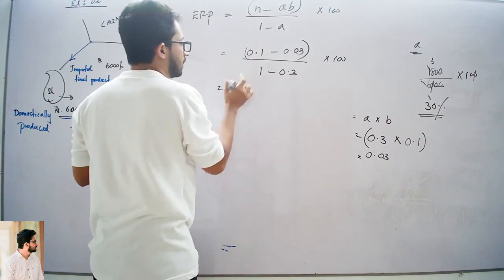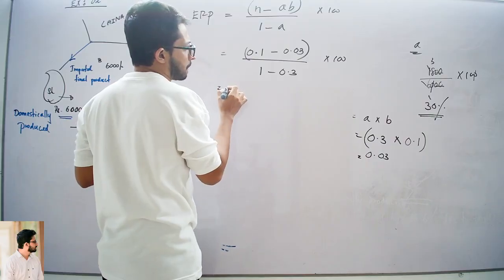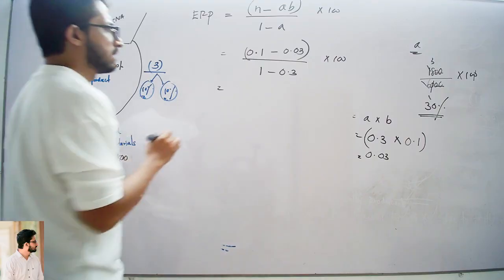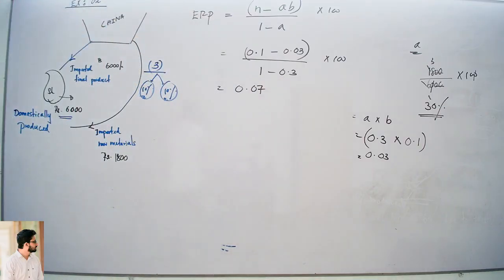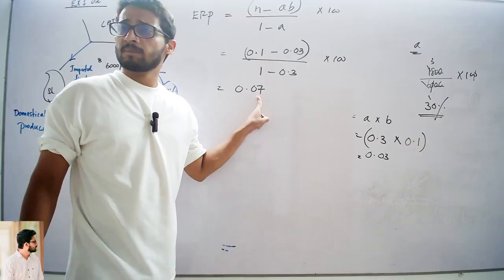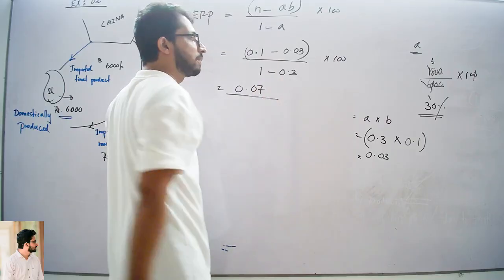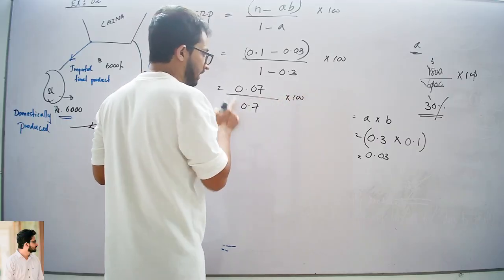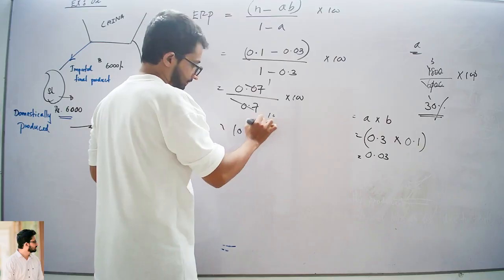Very simple. 0.1 minus 0.03. Can you tell me the value? 0.07, right? 0.07. There is no problem with percentages either. Let me check, is it 0.07? Yes, sir. Okay. Over 1 minus 0.3, that is 0.7, into 100. Okay, so we get 10%.